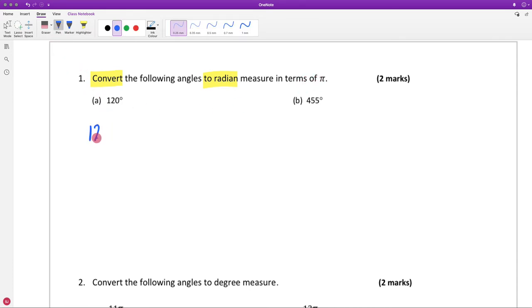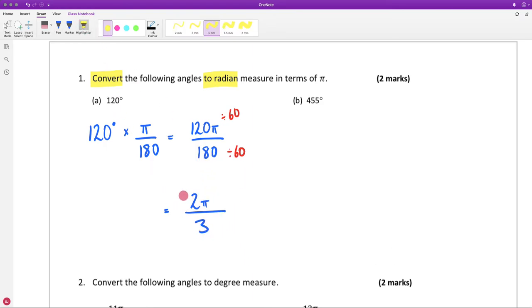We have 120 degrees and we need to turn that into radians. Well, to do that, we're going to times it by pi on 180. So that means I'm going to get 120 pi over 180. I need to give my answer in the simplest form, so I'm going to divide the top and bottom by 60. 120 divided by 60 is 2, and 180 divided by 60 is 3. So my answer to the first one is 2 pi over 3. Hopefully you got that one correct.